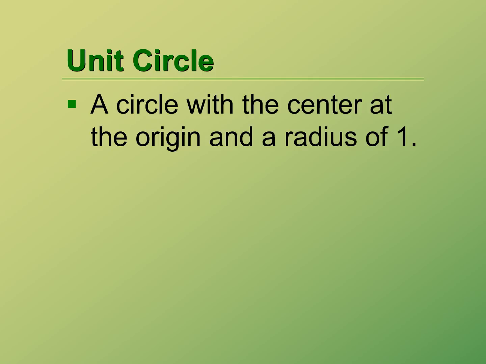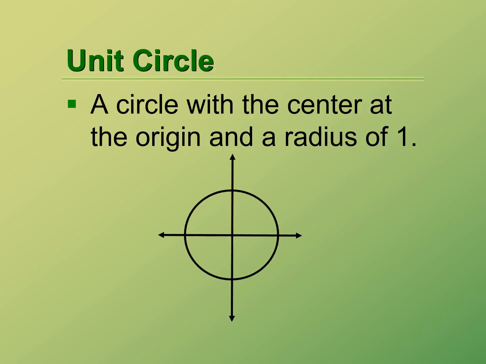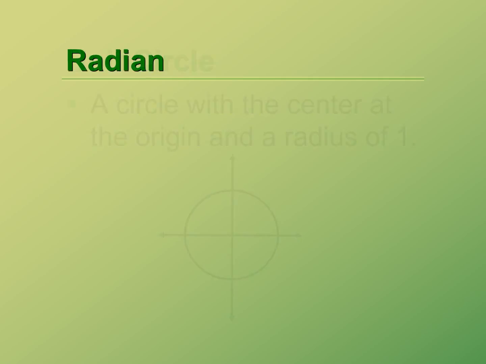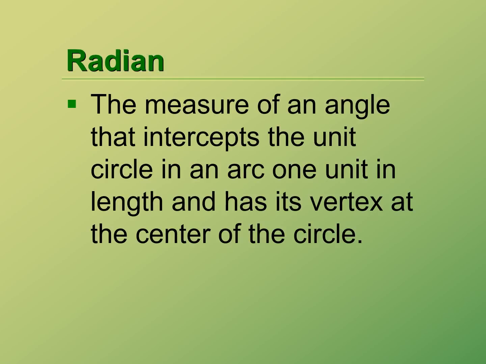So here's the picture of that again. A radian is the measure of an angle that intercepts the unit circle in an arc 1 unit in length and has its vertex at the center of the circle. So again, the arc is exactly one unit, and that's where the word unit circle comes from. It's 1 unit.